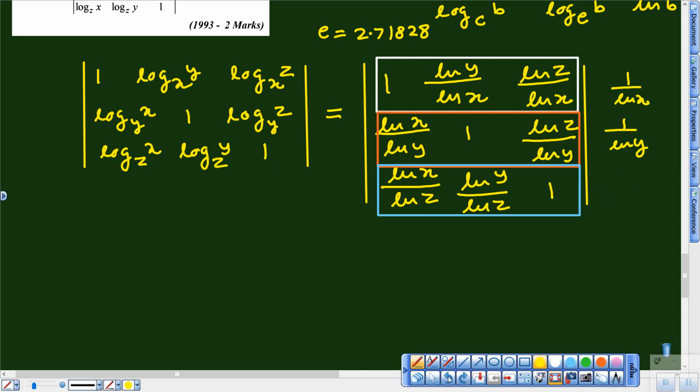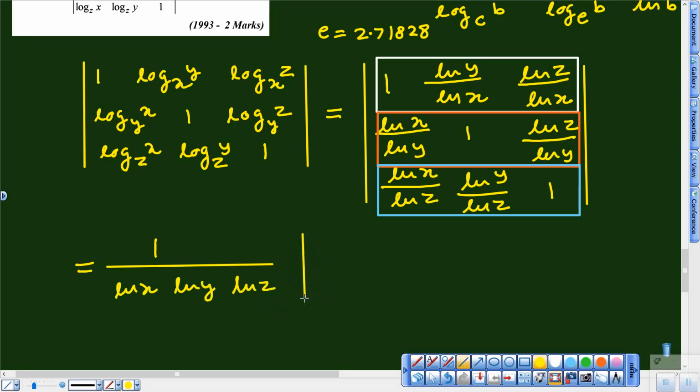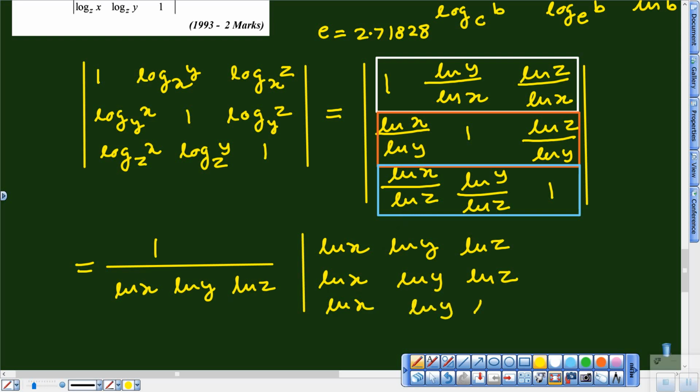Now I undo that so that it does not create any confusion. So the same determinant becomes 1 upon ln x, ln y, ln z, times the determinant with rows ln x, ln y, ln z. Once I take 1 by ln x common, there is nothing in the denominator, that's why it will multiply with ln x. In the second row, 1 by ln y has been taken common, so ln x, ln y, ln z. In the third, 1 by ln z is taken common, so again ln x, ln y, ln z.